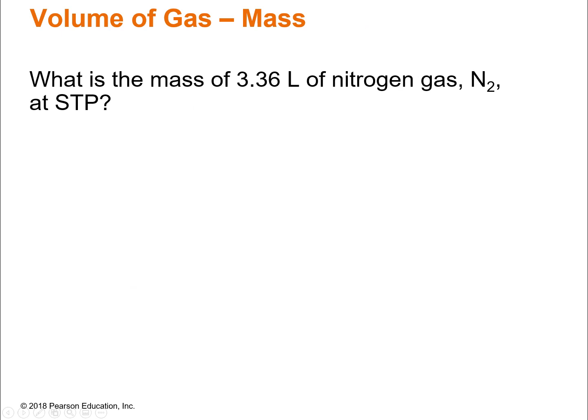Let's do some more. What is the mass of 3.36 liters of nitrogen gas at STP? So this one, we've got a volume, and we're trying to get to a mass. Anytime you see volume, liters, or you see STP, it means you're dealing with a gas. So you will likely have to use molar volume at some point.